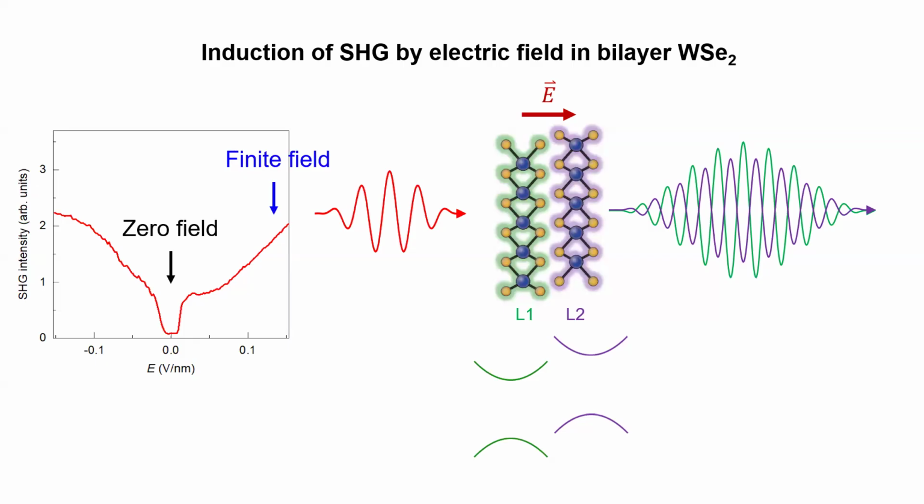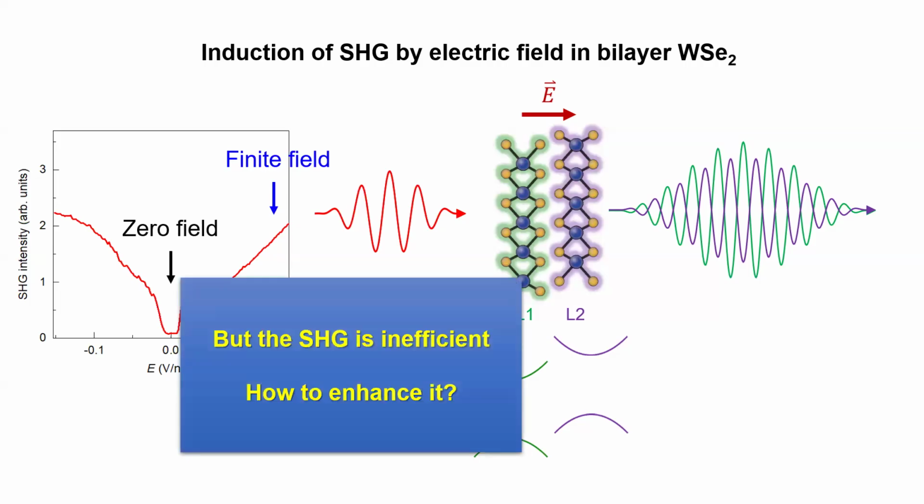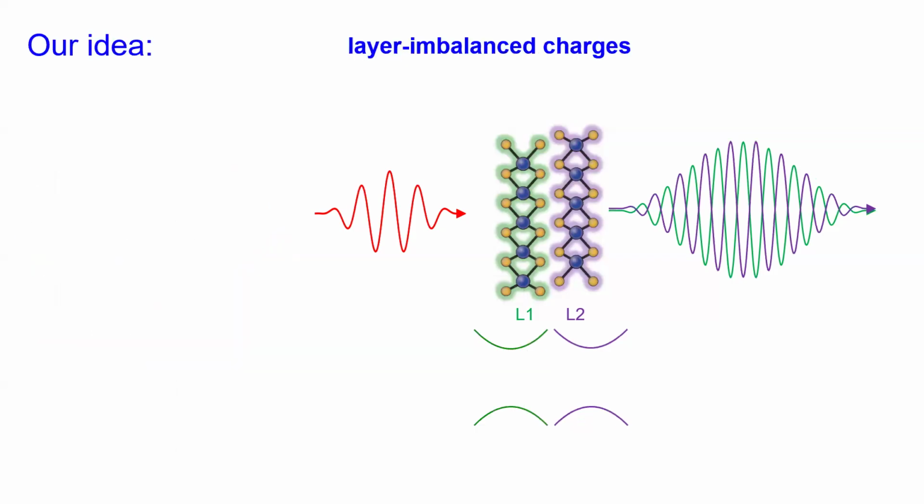But there is a problem with this way of enhancing SHG in a 2H bilayer TMD system: the SHG is not efficient. We need to apply a very large electric field to enhance the SHG signal in the system. So we need to figure out a way to enhance this process. And here comes our idea.